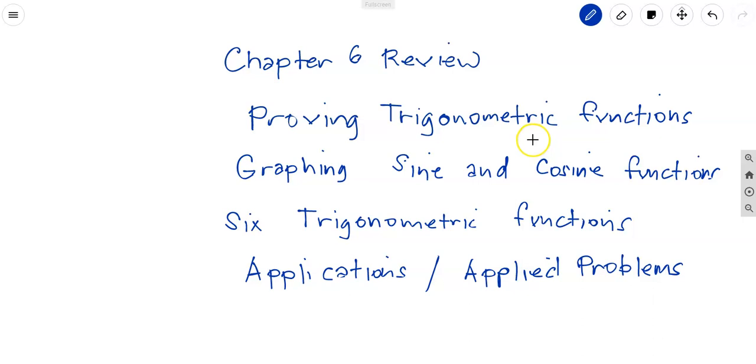In this video, we are going to learn and review Chapter 6 lessons, which are proving trigonometric functions and graphing sine and cosine functions. We have the 6 trigonometric functions, and then we will review as well the applications, or the applied problems, about trigonometric functions. So let's start with proving.